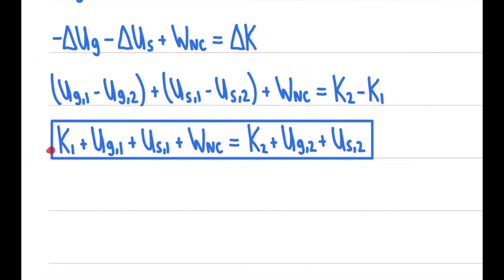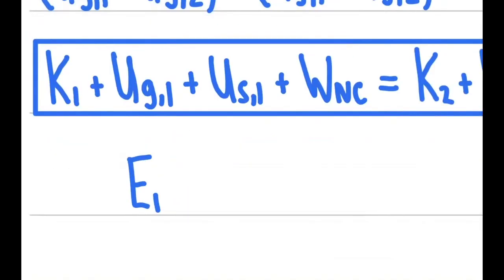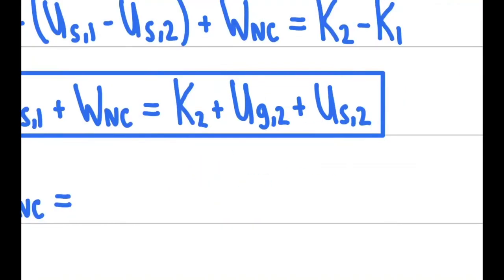Okay, so what does this look like right here? Kinetic energy plus the potential energies? Mechanical energy. Yeah, this is just the mechanical energy. This is the total mechanical energy of the system. So this is E1. So E1 plus the work done by the non-conservative forces is just E2, because this is kinetic energy plus the potential energies.